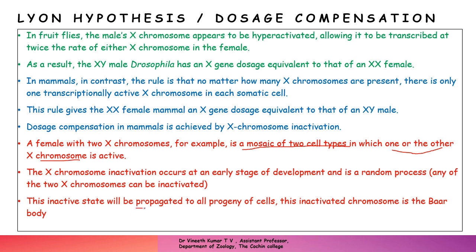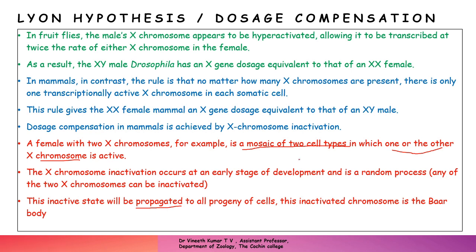So now we are going to see how this inactivation process happens and how it is propagated. These are the terms we are going to concentrate on now: the propagation and the mosaic. How this inactivation is propagated, and why females are called a mosaic of two types of cells with regard to the X chromosome.